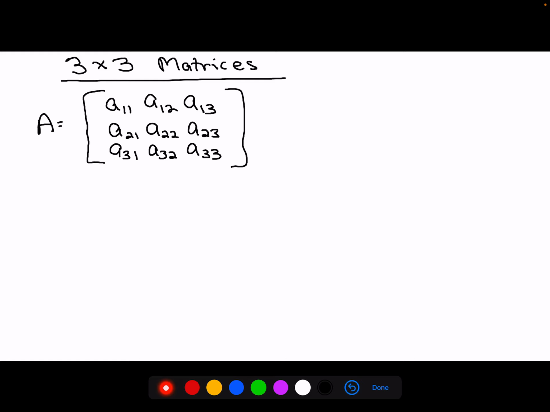So first number is the row, second number is the column it's in. All right.